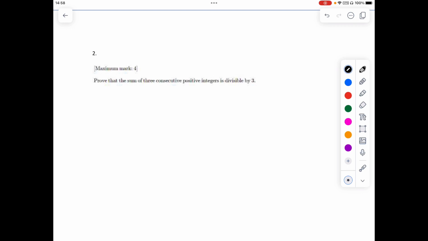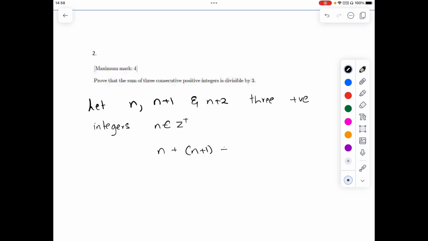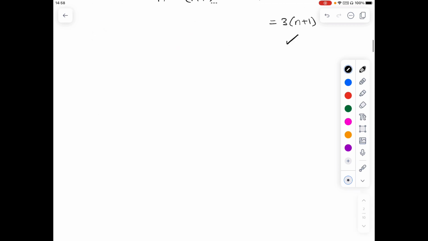Prove that the sum of three consecutive positive integers is divisible by 3. So let n, n plus 1 and n plus 2 be three positive integers, for n belongs to Z plus. Now n plus (n plus 1) plus (n plus 2) equals how much? 3n plus 3. So what can I write it as? 3 times (n plus 1). So we can see that it is a multiple of 3. 3 times something is a multiple of 3. That's going to be the answer.